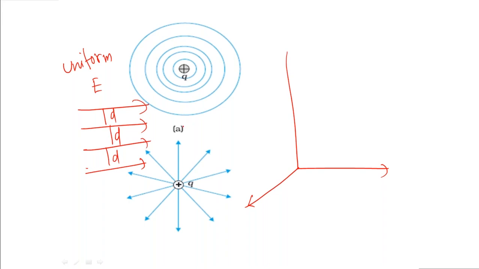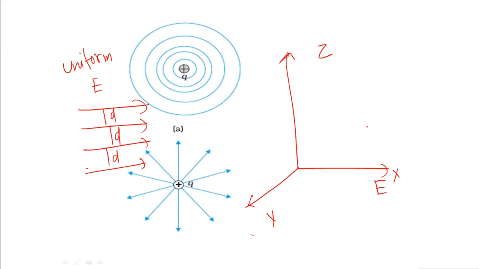Suppose my uniform electric field is along the x-axis direction. Can you tell me, or can you draw, what will be the equipotential surface? This is y direction, this is z direction, suppose. In which plane will you be drawing the equipotential surface for this case? You have to remember that the electric field will be perpendicular to the equipotential surface.